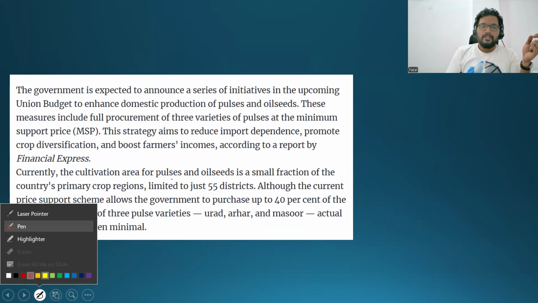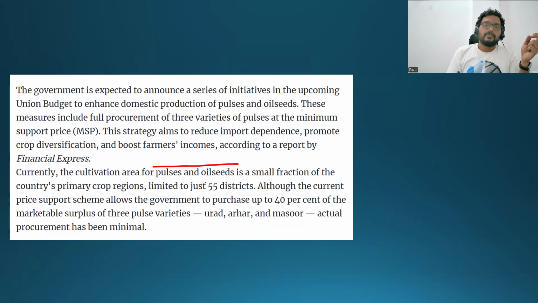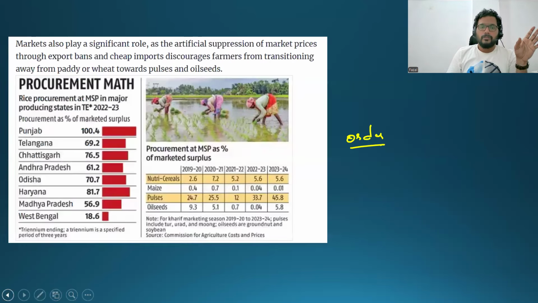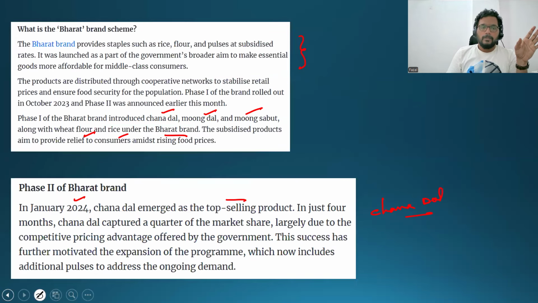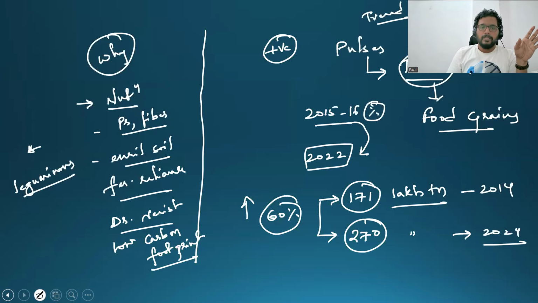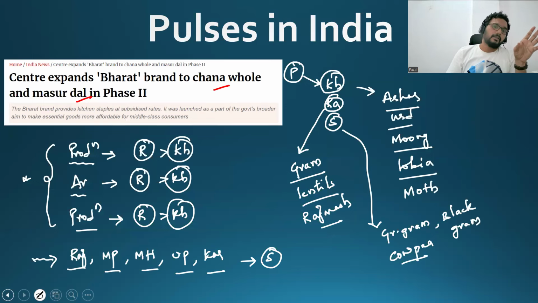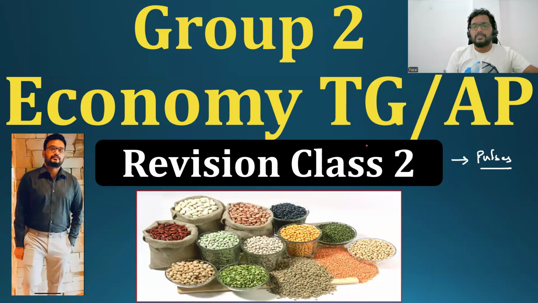This is what the ministry data says. Cultivation area for pulses and oilseeds is a small fraction of the country's primary crop region, limited to just 55 districts. Although the current price support scheme allows the government to purchase up to 40% of the market surplus of the three varieties, that is Urad, Arhar and Masoor. What I have discussed just now, you can correlate that and read this statement. So I'll be sharing this document with these most important segments, the data I have explained. That has been covered, and the remaining agricultural topics I'll cover in other sessions. Thank you so much.